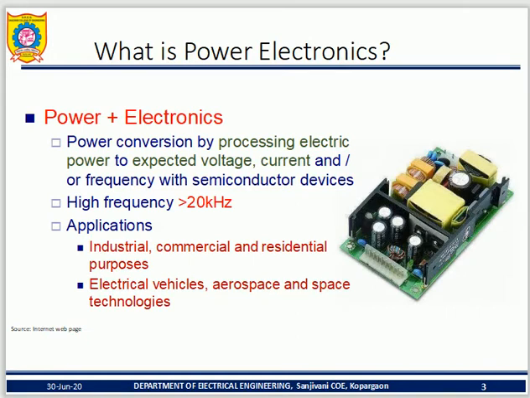What is power electronics? Power plus electronics. Power means AC power, DC power, the general name is electrical power. Electronics means power semiconductor devices. It is used for processing electrical power. Processing electrical power means conversion: you convert to your required voltage and current, to the expected voltage and current.